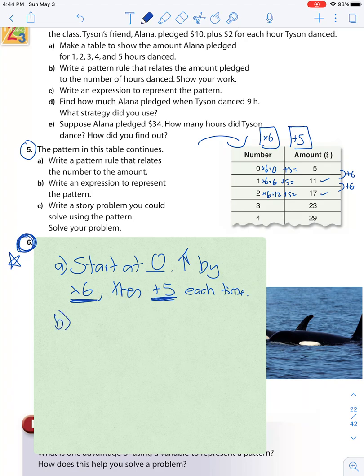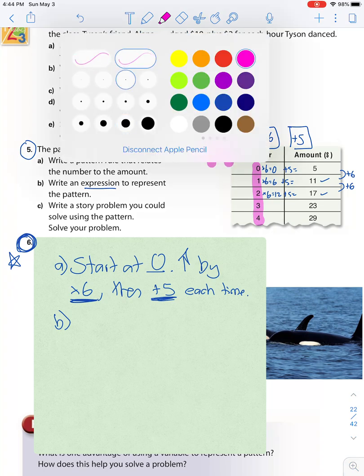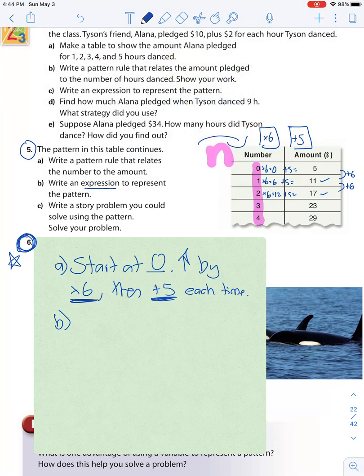Okay, next is B. We have to write the expression. Okay, so this is my variable, I'm going to call my variable n. It's a little bit smaller. So I know that my n is going to attach to the first number. So I'm going to have 6, and then I'm going to call it n, depending upon what the input value is. And then I'm going to add 5. Okay, so that's my expression.